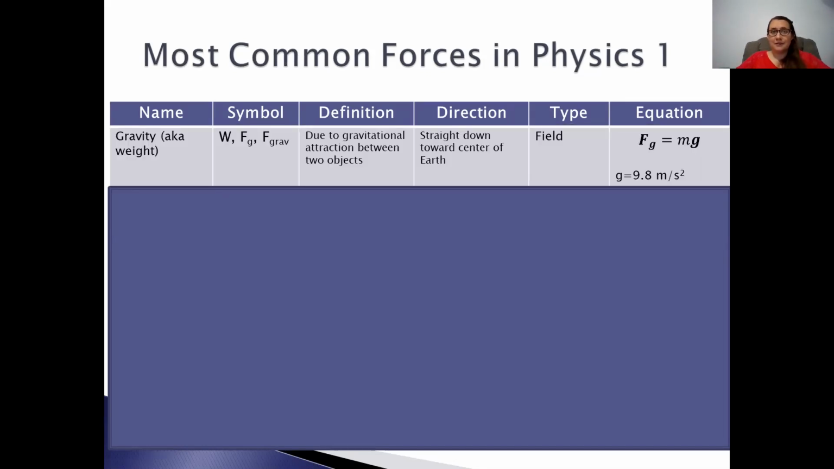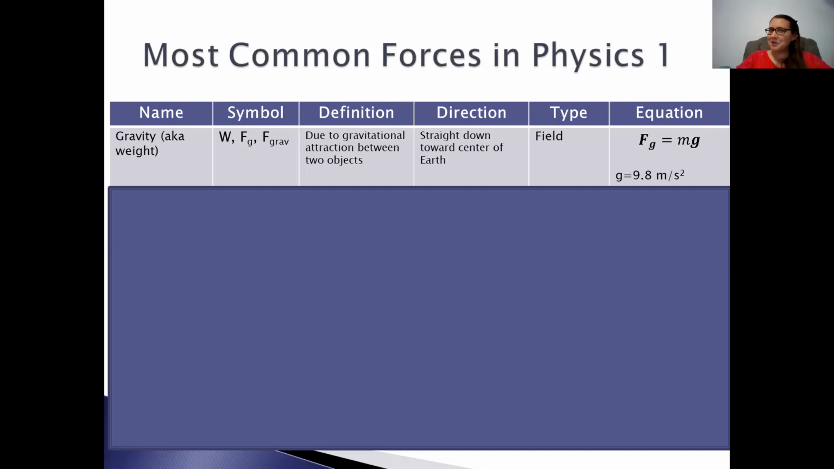First of all, gravity, also known as weight. The symbol for this force could be a capital W, meaning weight. It could be F sub G, F sub grav, something along those lines. This force is due to the gravitational attraction between two objects. Any objects that have mass have a force of gravity associated with them. Not just the Earth and not just things as large as planets and stars, but everything. I have mass, so I have a force of gravity. I am gravitationally attracting things to myself right now.